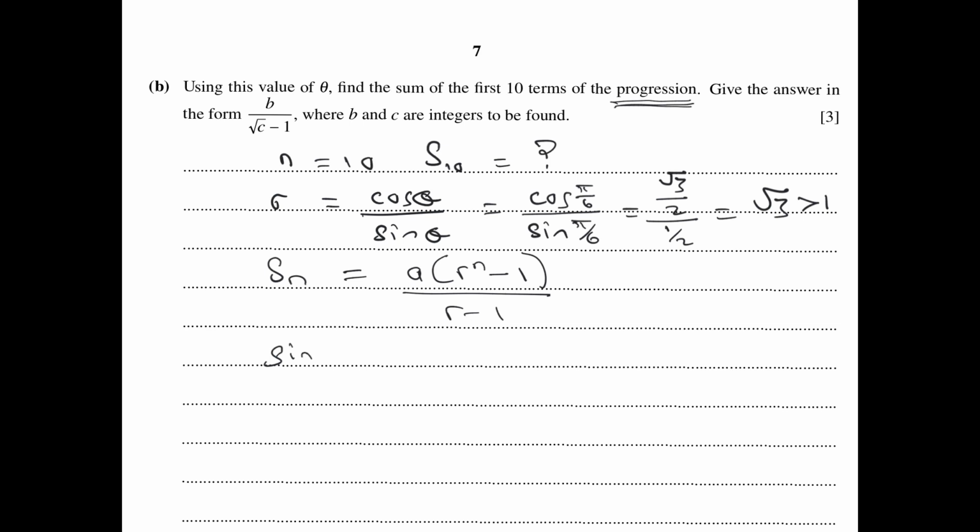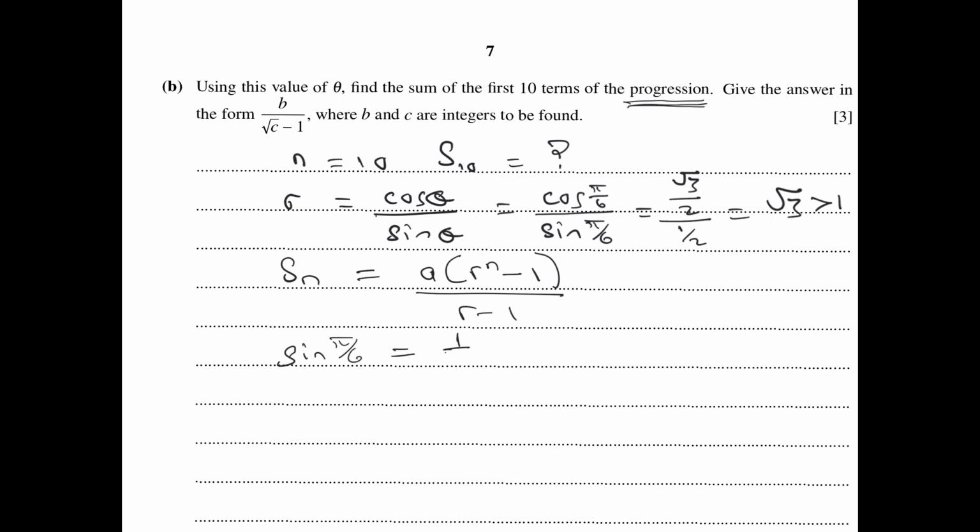So sine theta is pi over 6, which means my a is half. Okay, and my r is square root of 3. All right, and then my n is equal to 10.